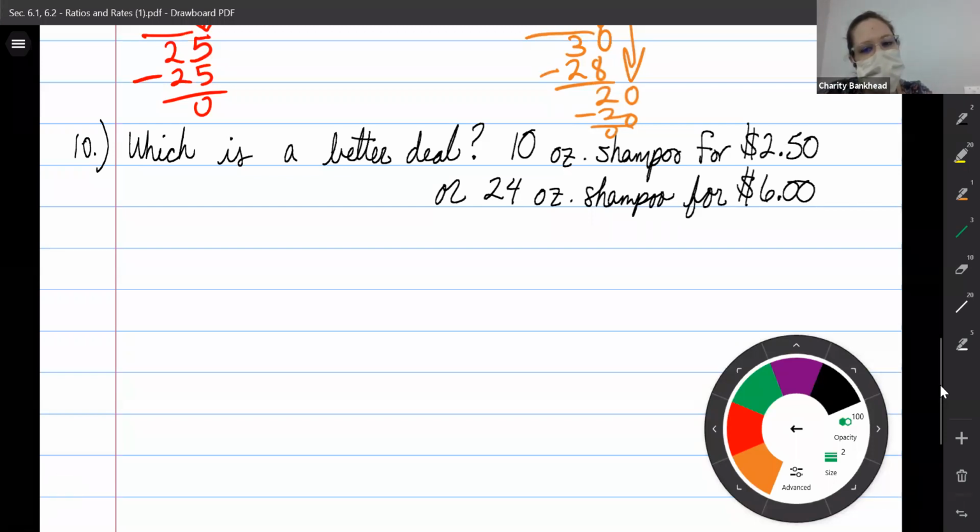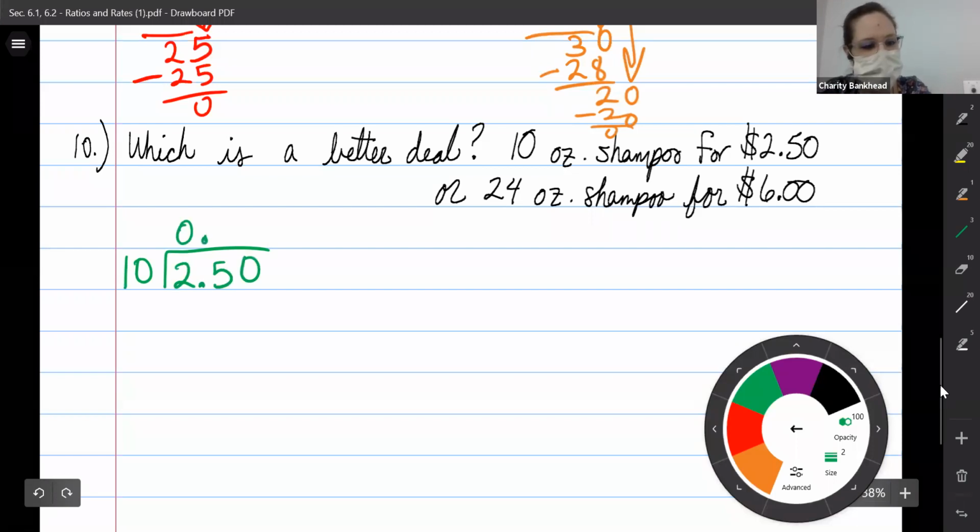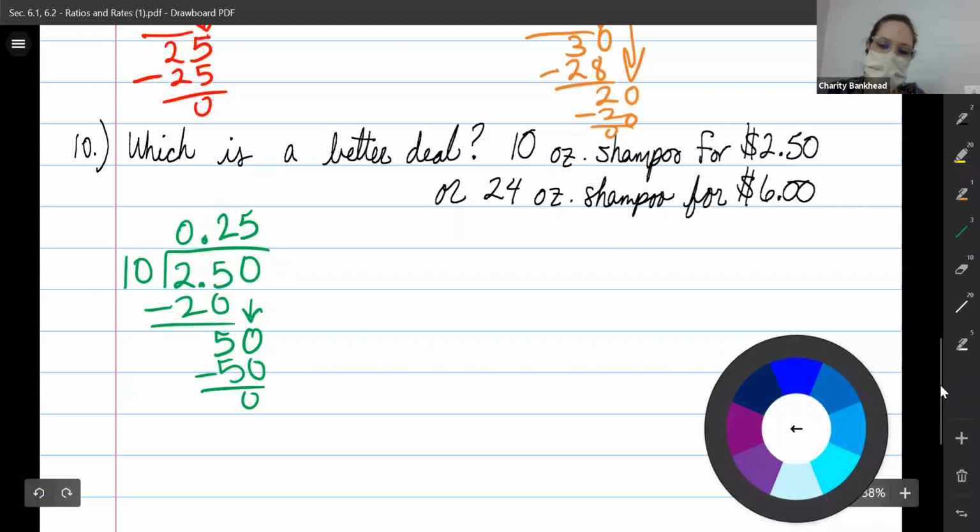10 ounces. Okay, so we've got to figure out the unit price for each one. So 10 into 250. All right, so 10 would go into 25 2 times. 2 times 10 is 20. 25 minus 20 is 5. Bring down 0. And 10 goes into 50 exactly 5 times. So that one is 25 cents an ounce.